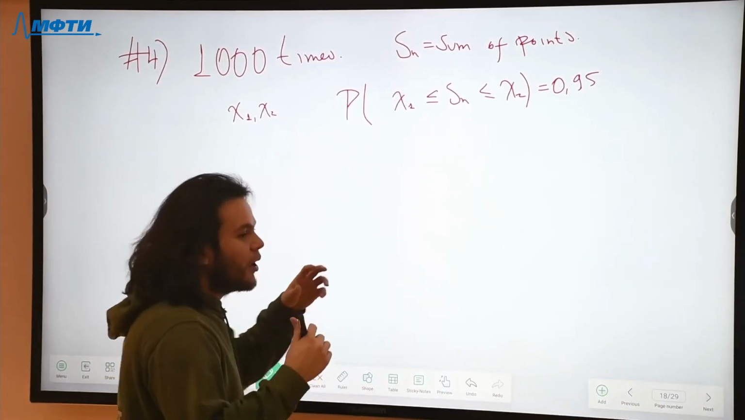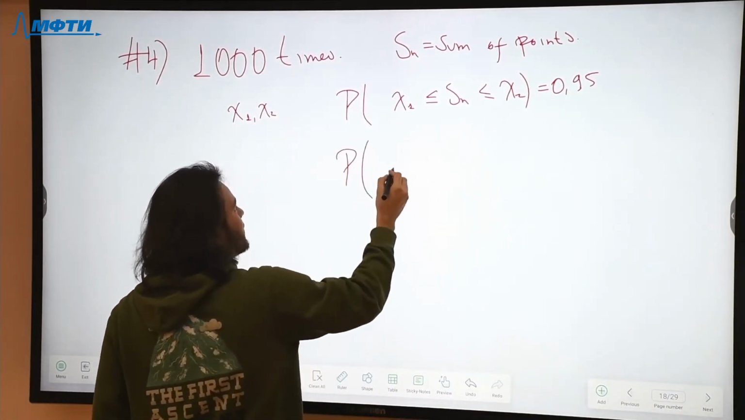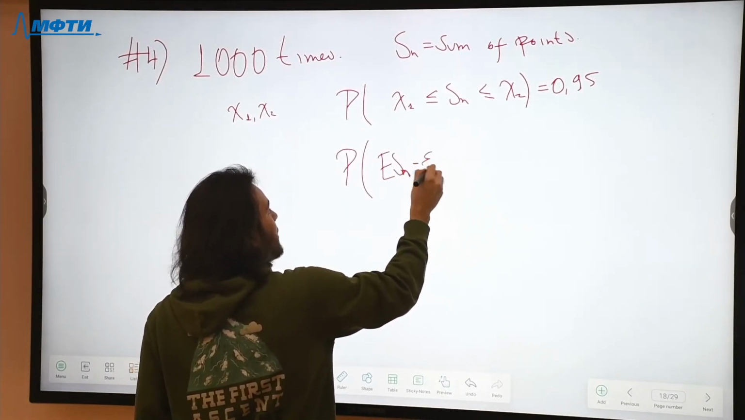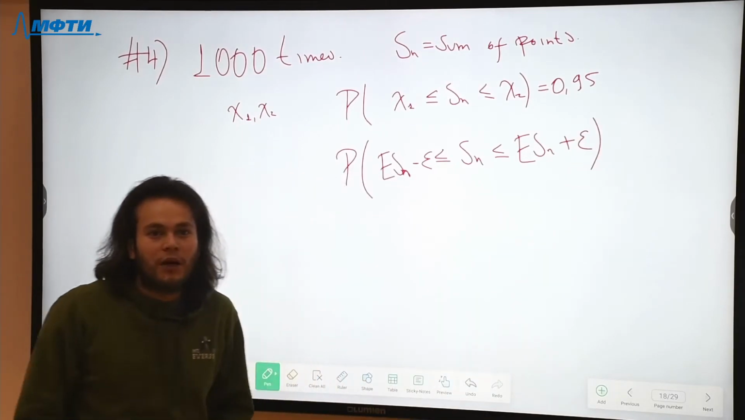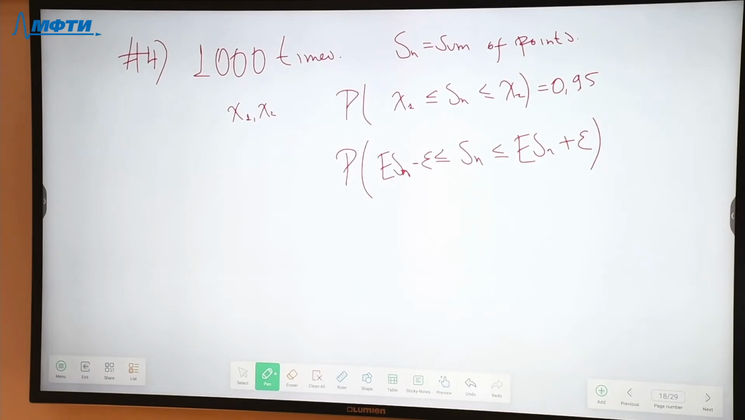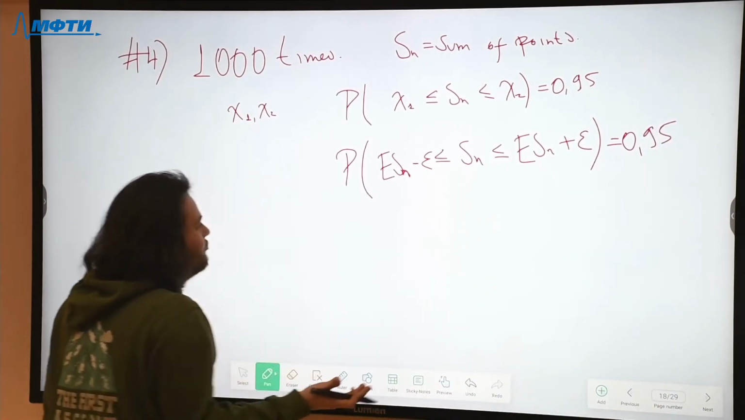But what do we know about any random variable? That if we repeat this experiment an infinite number of times, then the number of successes that we get is about the expected value of this, right? So if you know the expected value of xi, then if you repeat this experiment an infinite number of times, the value that you get is about the expected value of xi. So we can say that this is the probability that Sn is between the expected value of Sn minus some epsilon and the expected value of Sn plus some epsilon. And now all that we have to do is to find this epsilon here. And this should be 0.95. That's it.